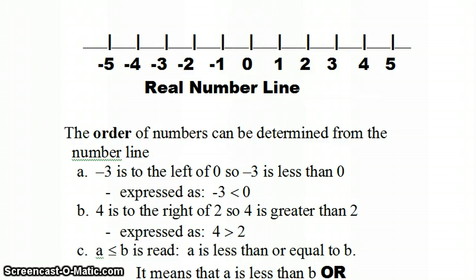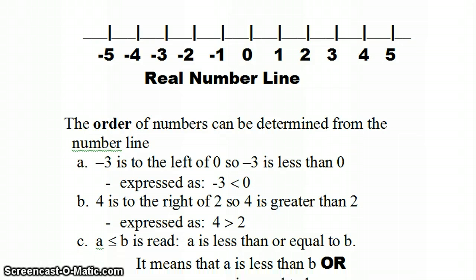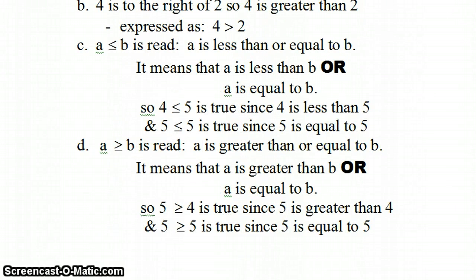On example C, we have a less than sign, but it also has a single line underneath it, which indicates equality too. So it is read A is less than or equal to B. It actually means that A is either less than or equal to B. So if we have 4 is less than or equal to 5, this is true because 4 is less than 5. 5 is less than or equal to 5 is true because the part of it that's true is that 5 is equal to 5. It of course cannot be both at the same time. It indicates that it is either less than or equal to the other number.